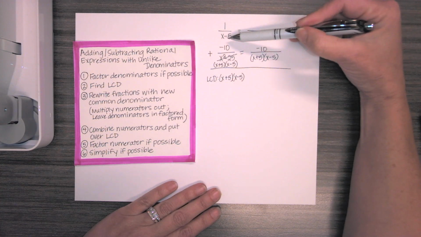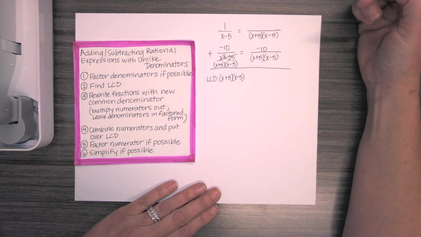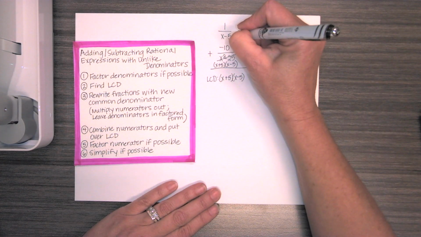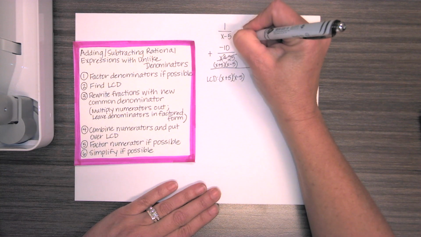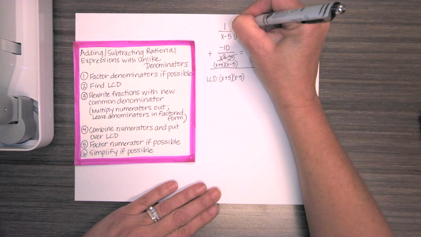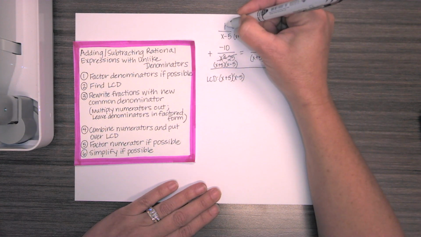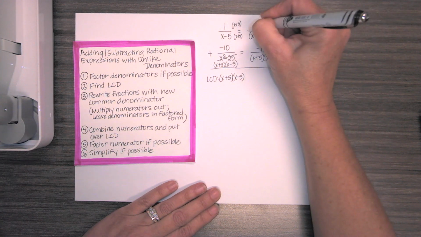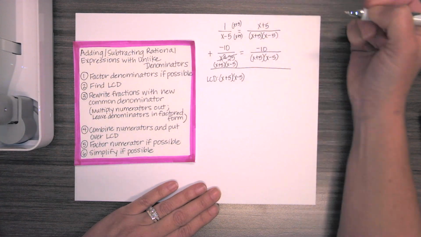So if the denominator doesn't change, the numerator is not going to change either. But up here, we had an x minus 5 as the denominator, which means we multiplied that by x plus 5 to get this. That means we have to multiply the top by x plus 5 as well. This is just 1 times x plus 5, so that's going to be x plus 5.